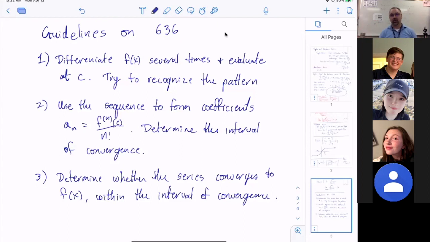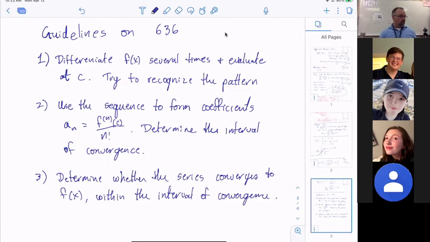And then finally, examining the remainder that we have, that Lagrange remainder term, and putting them all together. That's how you prove you have a nice Taylor or Maclaurin series.